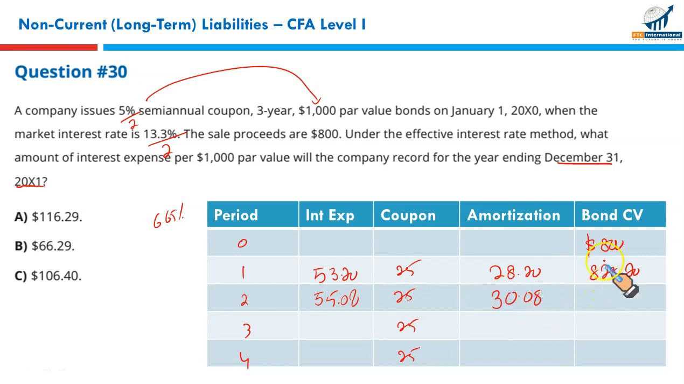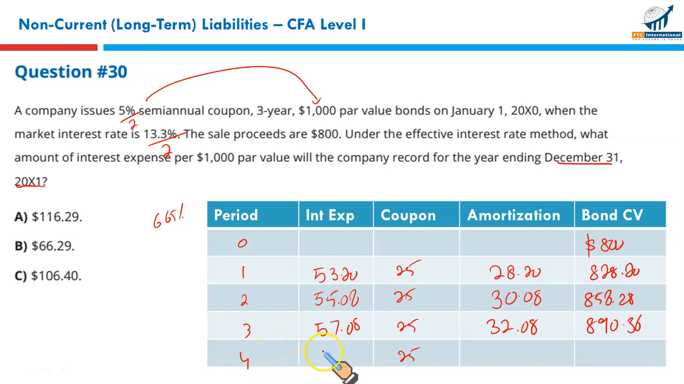Now the book value of the bond will go up to 858.28. Likewise, the interest expense in the third period will be 57.08. The difference between these two would be the discount amortization, which is going to be 32.08. The carrying value will be 890.36. We need the value at the end of period 4.